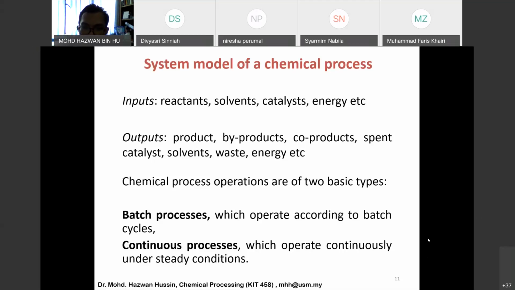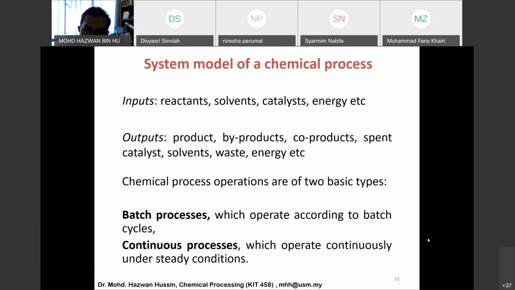And then we also have spent catalyst. Spent, what does it mean by spent? S-P-E-N-T. Spent is actually, not to say the waste, but the used catalyst. Anything that deals with the word spent, or spent bleaching clay, SBC. If you work in the palm oil industries, you will hear about this bleaching clay that is used to bleach the crude palm oil. The solvent, byproducts, waste, energy, and others.